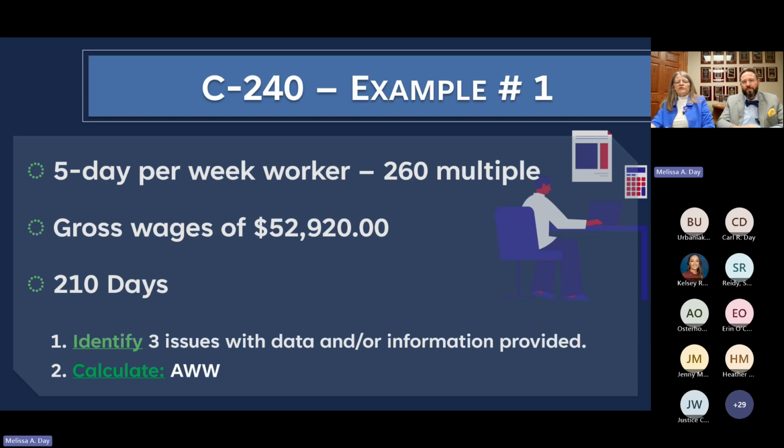I would like you to also take note that on the first page of this C240, there is an indication that the claimant is a 5-day per week worker. So that's why we're just going to go ahead and use a 260 multiple here. But look at the weeks of wages that have been provided by the employer here and see if you can identify any anomalies. On to our next slide.